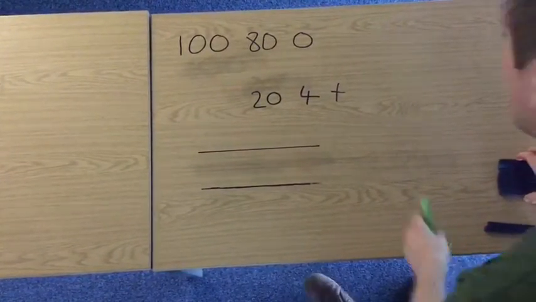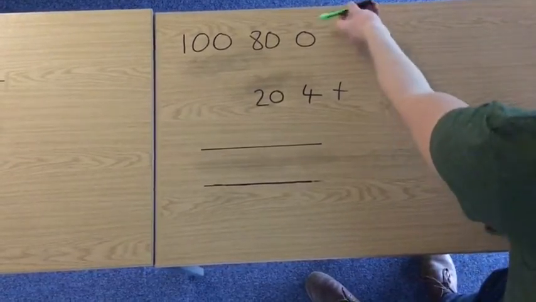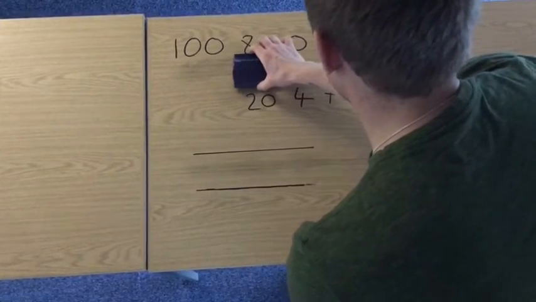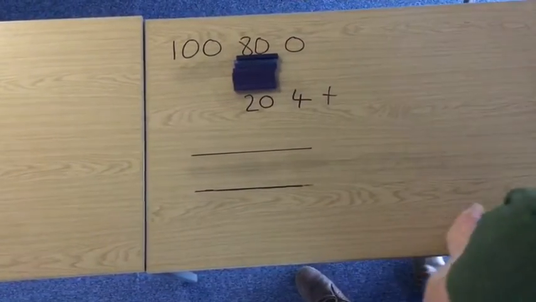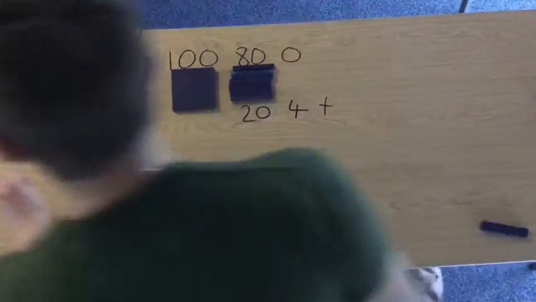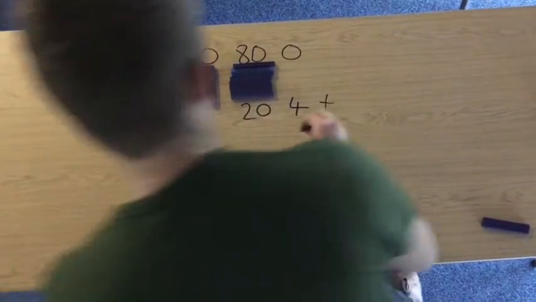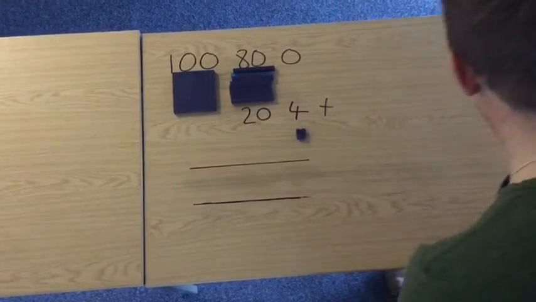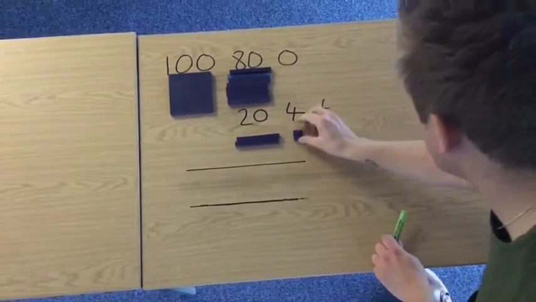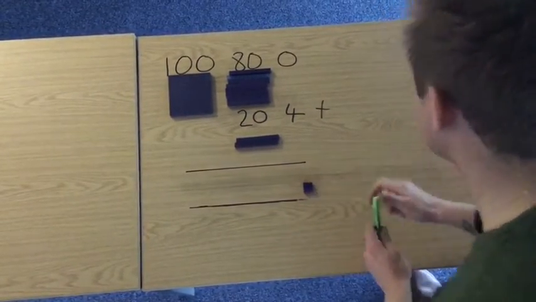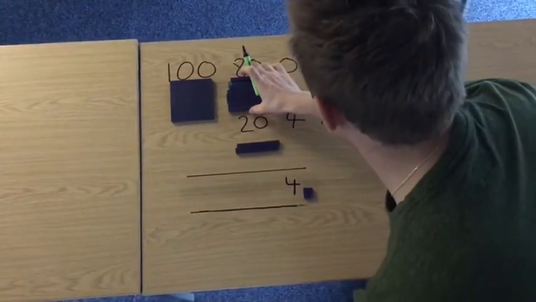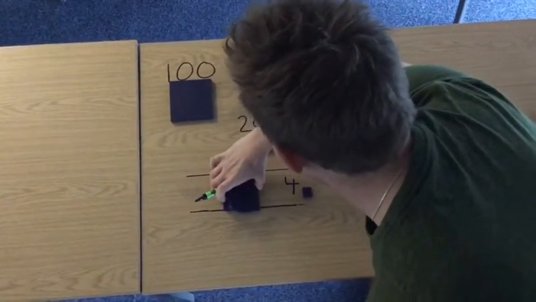So here we have 0, so nothing there, but obviously 0 is a placeholder, so we need to write it down. 80, so we have 8 tens represented with Dienes, 100 block, 4 ones, and 2 tens. And then we go from the top, 0 plus 4 is 4, 4 goes down here. 80 plus 20 gives us 100.